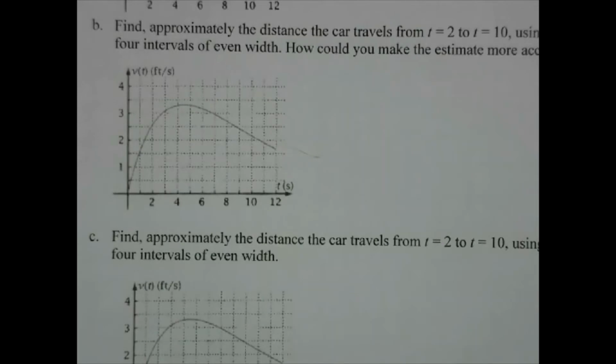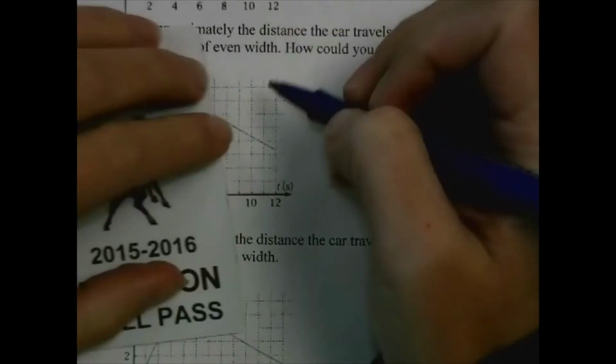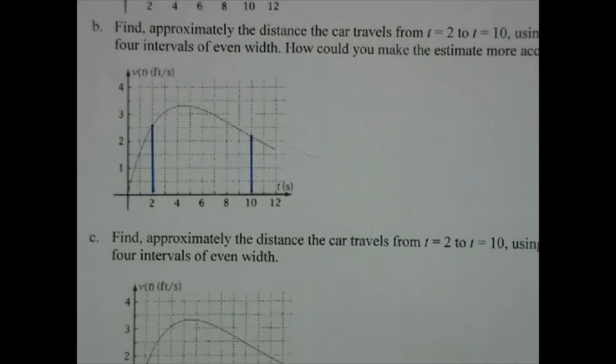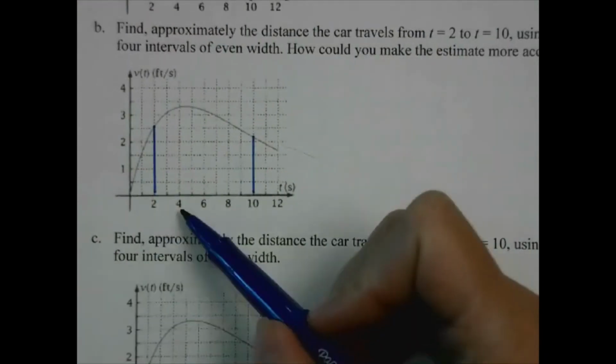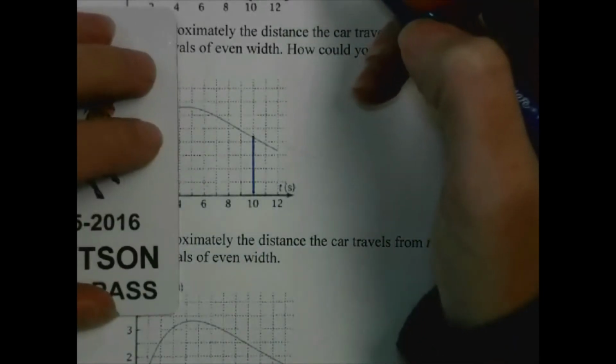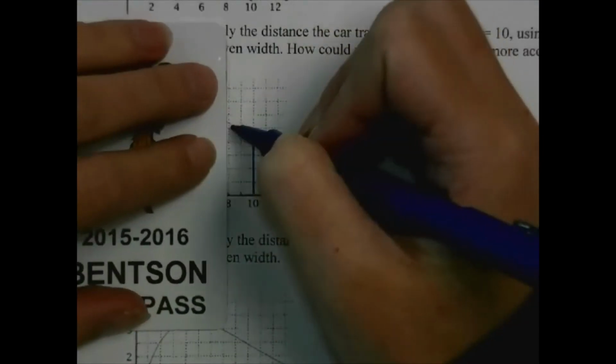Same graph, but now we're going to find approximately the distance the car travels from t equals 2 to t equals 10 using a left Riemann sum using 4 intervals of even width. Okay, and then we'll answer that follow-up question. So a Riemann sum. Again, we're going from 2 to 10, and we're going to break this up into 4 equal pieces. So that's going to be from 2 to 4, 4 to 6, 6 to 8, and 8 to 10. So we're going to go ahead and draw vertical lines at all of those locations.